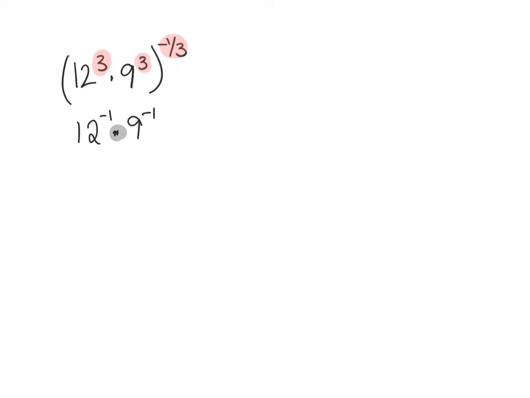Let's do another one. Twelve cubed times 9 cubed to the negative 1/3 power. So it's very similar to the one we just did, right? Power to a power. 3 times 1/3 is what? Negative 1, right? I did 3 times 1 third, and then I'm going to do 3 times negative 1 third. So I get 12 to the negative 1 times 9 to the negative 1, which is 1 over 12 times 9. Now that I don't have an exponent other than 1 on my numbers, I can put them together, because I'm just multiplying 12 times 9, which is 108.